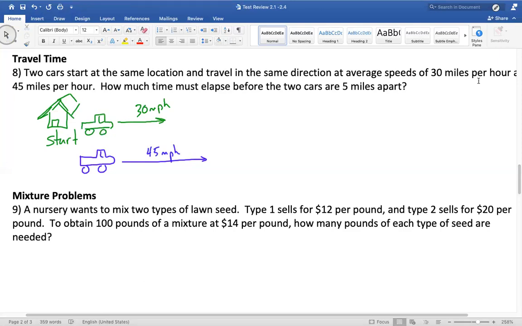I want to know when this distance will be 5. Yeah, look at these trucks. Amazing.